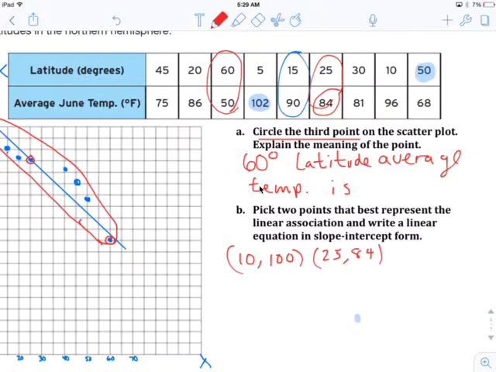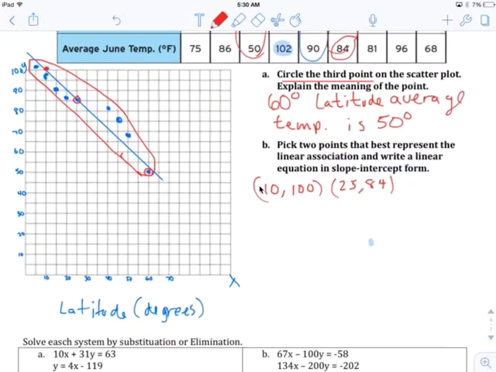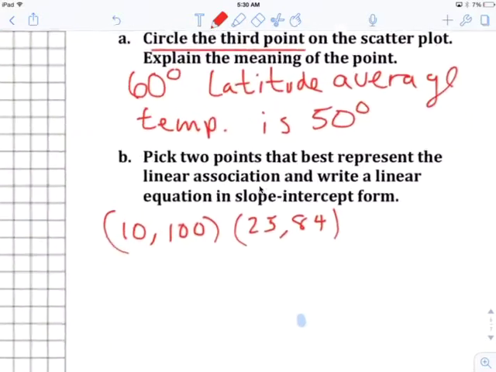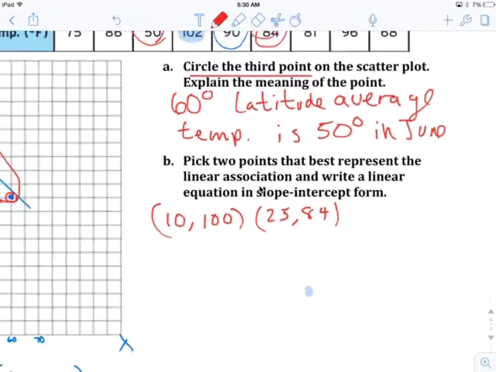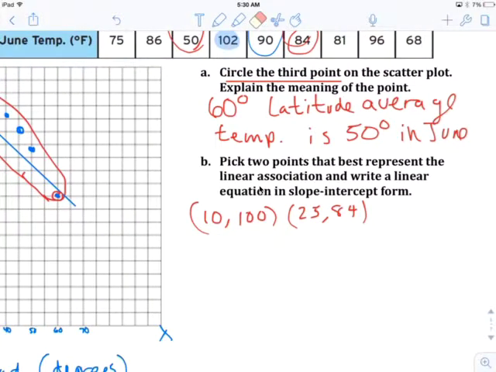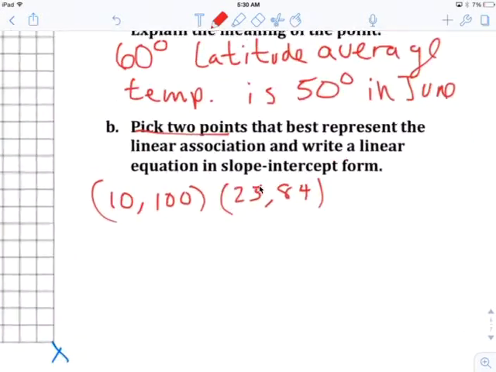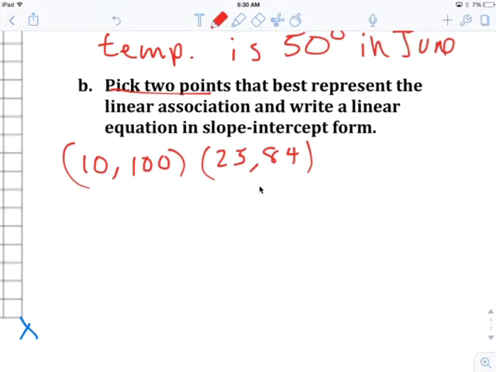If you live along 60 degree latitude, your average temperature in June is 60 degrees. Okay, so now here we pick 2 points that best represent this decreasing linear association and write a linear equation.